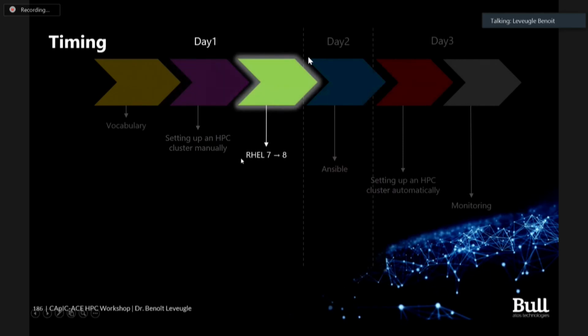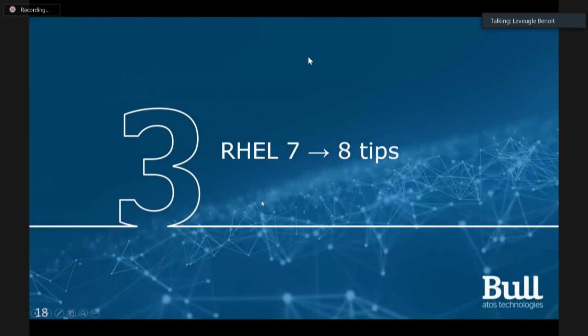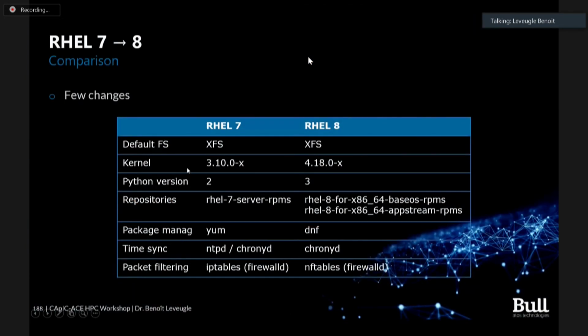A few tips about RHEL 7 to RHEL 8. If you are in a RHEL 7 cluster, the kernel is upgraded. The Python version is upgraded from 2 to 3, so all your Python scripts are not working anymore. You need to upgrade them to Python 3. Repositories are split into two parts, BaseOS and AppStream. I will speak about that just later. The package manager is a new one, DNF. Time synchronization is now chronyd, mandatory, and the firewall is always firewalld, but it's no more iptables, it's nftables.